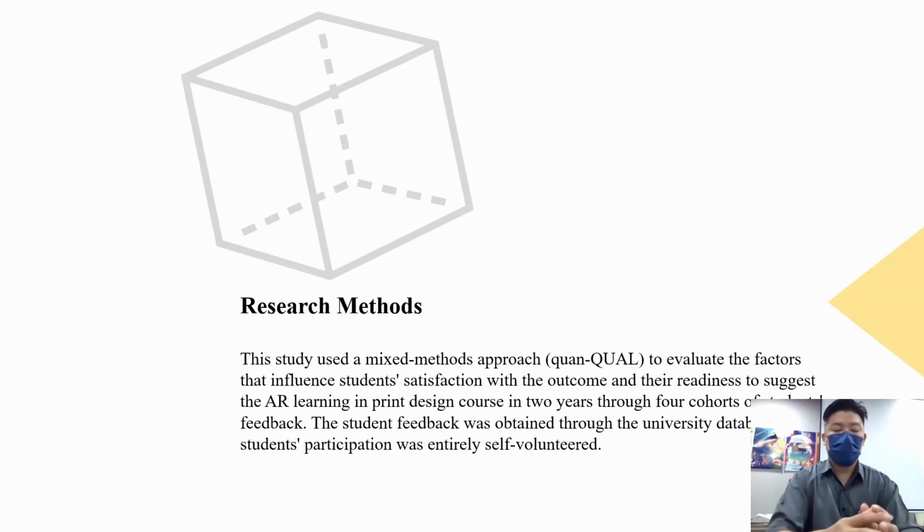They use a mixed methods approach, qualitative and quantitative, to evaluate the factors that influence student satisfaction, with the outcome of their readiness to suggest the AR learning in the print design course in 2 years throughout the 4 cohorts of students' feedback. The student feedback was obtained through the University database, and students' participation was entirely self-volunteered.